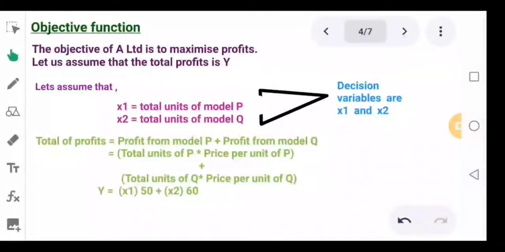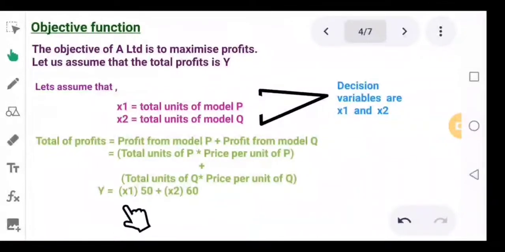So you can't make this 50, 80, because you can increase profit in two ways: by either increasing the quantity or by increasing the price. If you increase the quantity, your profit will increase. If you increase the price, your profit will also increase. But in this case, there's an assumption that whatever happens, your price is going to remain constant no matter what. So you can't play around with the price, but you can play around with the quantities. Price 50 and 60 you can't do anything, but you can change the quantities.